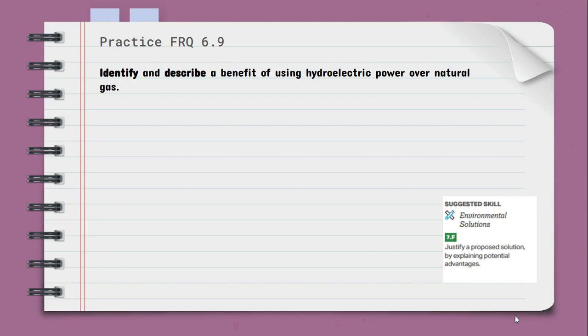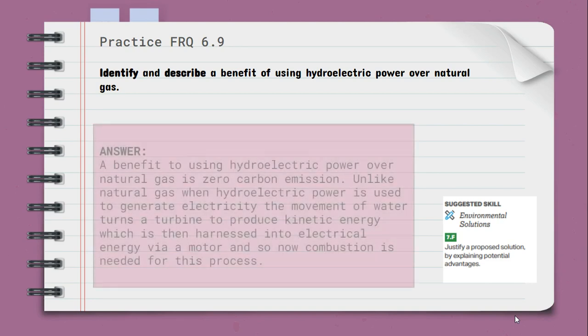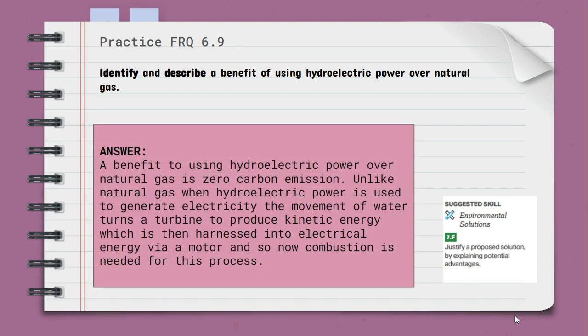All right, at this point we should have answered our FRQ question. So here we could say a definite benefit compared to natural gas is that hydroelectric power is a zero carbon emission fuel source. Unlike natural gas, there is no combustion involved in generating electricity. We can simply use the movement or kinetic energy of water to turn a turbine to then produce the electrical energy via a motor.